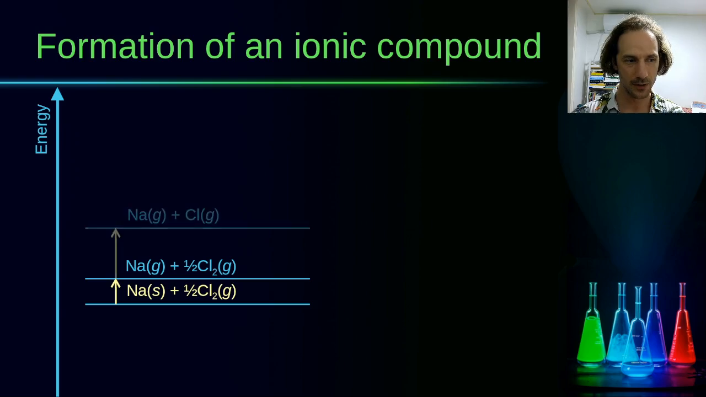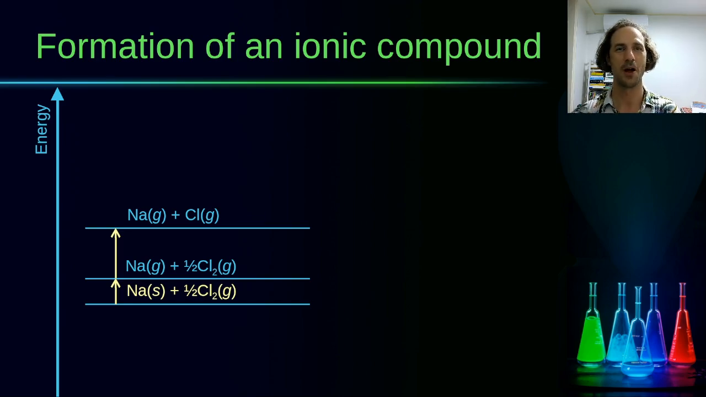Next step, we will break the bonds in the chlorine molecule. So instead of having the diatomic chlorine molecule, I want to have the chlorine as a single atomic gas. So I want to atomize it. I want to break the bond between the chlorine atoms here, and we will get sodium gas and chlorine gas. Both of these processes require us to put in energy to increase the potential energy and increase the kinetic energy of these atoms. So now they are both gas and they can both move freely.